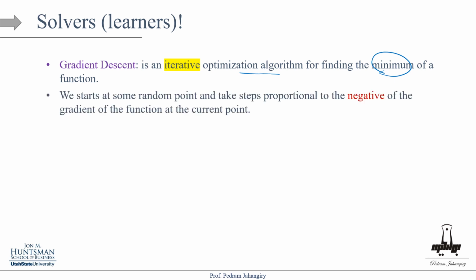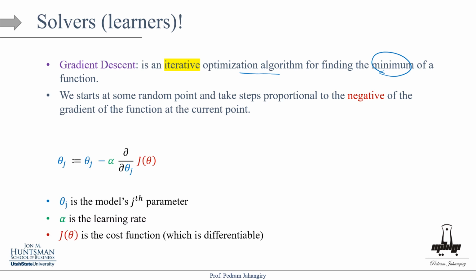We start at some random point and take steps proportional to the negative of the gradient, in the opposite direction of the gradient. And here is the mathematical formulation. We have theta, which is our parameter of interest. And then we have alpha. This is what we call the learning rate.